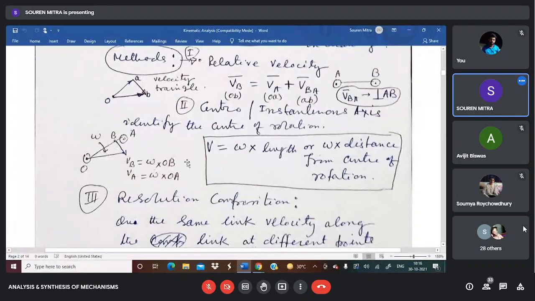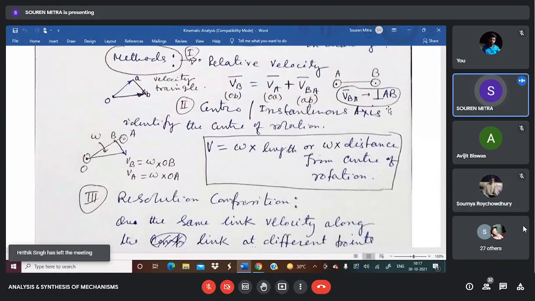That's all. But imagine that this center is not fixed and the link is floating and its center of rotation goes on changing with respect to time. Then, in that case, its center of rotation is called an instantaneous axis. The axis of rotation is instantaneous because it keeps on changing. So using that concept, we can determine the velocities on different links of a mechanism. And this is called instantaneous axis. It is also generalized to call it a centro method.